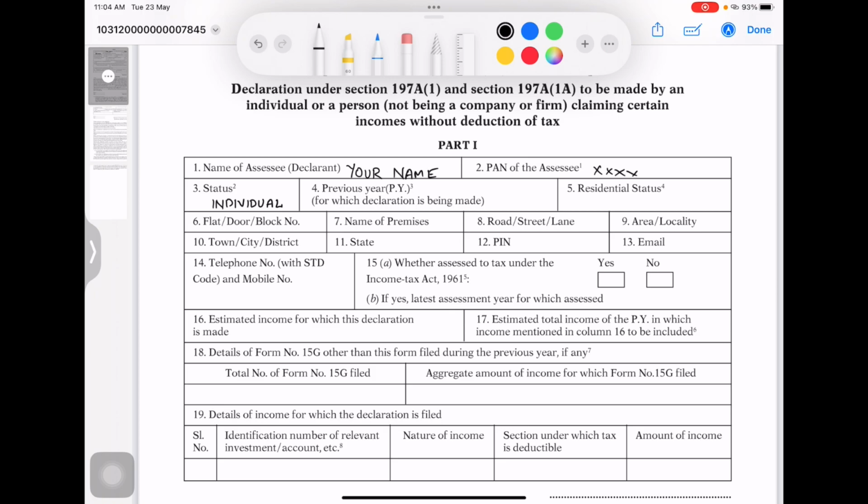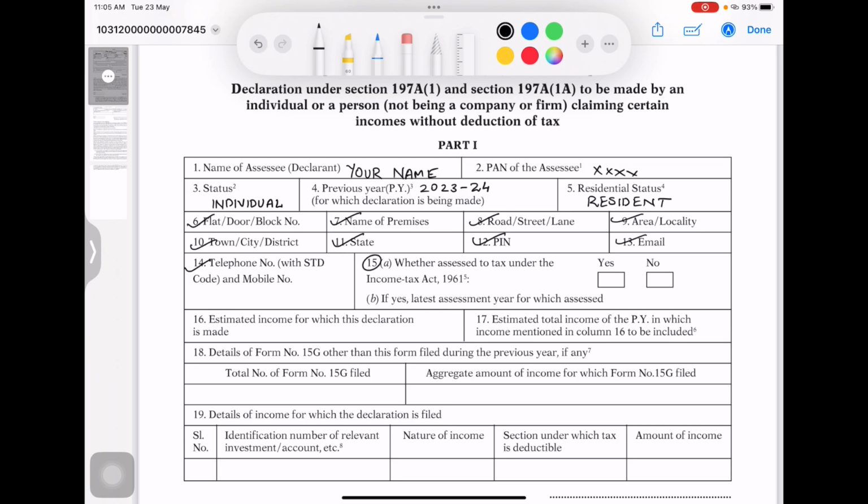Previous year is the current financial year, which started on 1st April 2023, and it's going to get over next year, 31st March 2024. Residential status is going to be resident. Six, 7, 8, 9, 10, 11, 12, 13 and 14 is self-explanatory and does not require any instructions or explanations from my part. So therefore, we now proceed to column number 15, which is an important point.